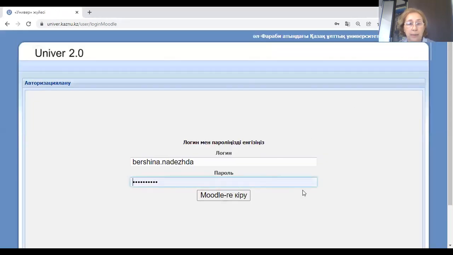let's have a look. Yes, if you click, you'll see this kind of window, the same window that you can see when you enter Univer system. Yes, this is Univer system. And then you should write your login and the password, and you should log into Moodle through this window.